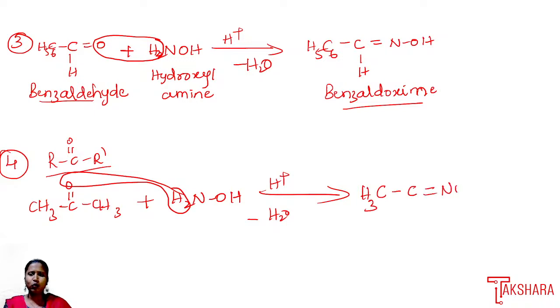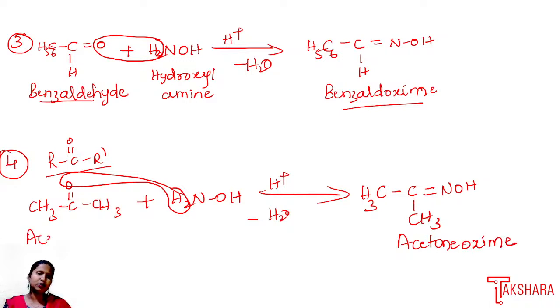CH3-C double bond NOH, and one more CH3 is going to attach with the removal of the water molecule. So we call this acetone oxime. The product is called what? Acetone oxime. So the reactant molecule is what? Acetone. So acetone gives the respective acetone oxime.